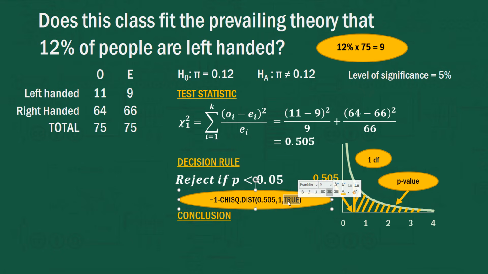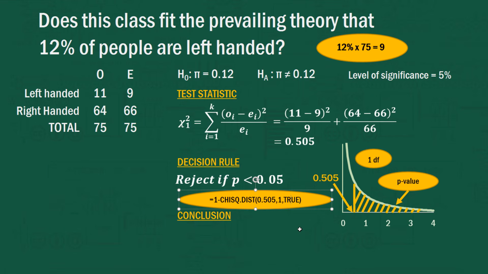So you'd be putting the word true here in that final argument. You would find then the probability of getting a value less than 0.505. Now, of course, the p-value is the probability of getting a chi-squared value more than 0.505. So that's why I've got this 1 minus at the front here, because we don't want this region to the left of 0.505. We want the region to the right of 0.505. So that's why we need to go 1 minus chi-squared dot dist, and we sub all that stuff in.